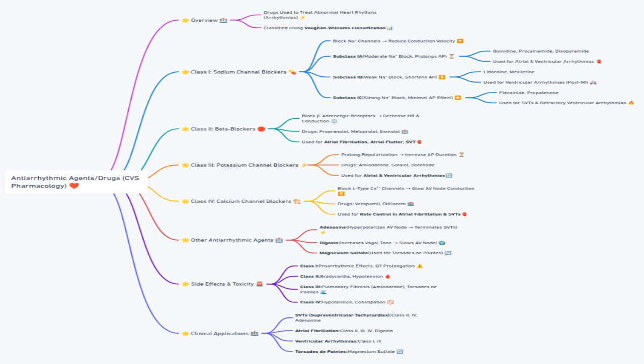IV ibutilide is also used for the acute conversion of atrial flutter and atrial fibrillation to normal sinus rhythm. The drug is more effective in atrial flutter than atrial fibrillation, with a mean time to termination of 20 minutes. The most important adverse effect is excessive QT interval prolongation and torsades de pointes, and patients require continuous ECG monitoring for 4 hours after ibutilide infusion or until QT returns to baseline.